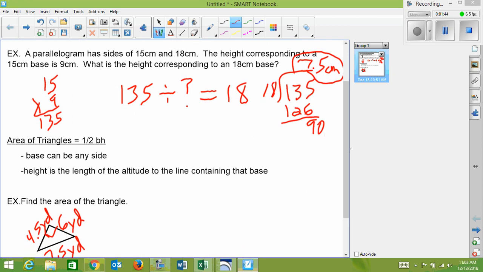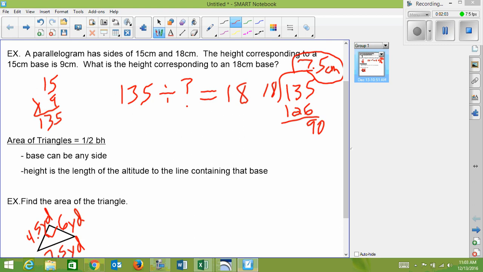Areas of triangles, we've done those many, many times in the past. 1/2 base times height. Remember that the base could be any side. I mean, it really just depends on what kind of triangle it is. So you can't just say, well, the bottom of the triangle is the base, because sometimes it's not. It might be rotated, flipped around. You have to try to figure this out.